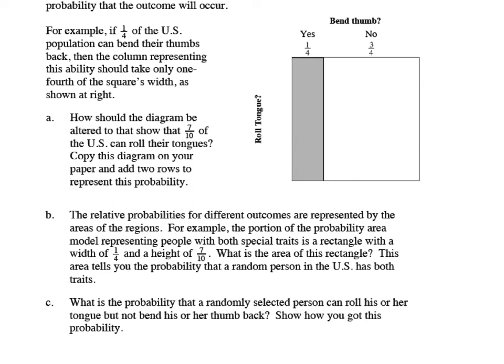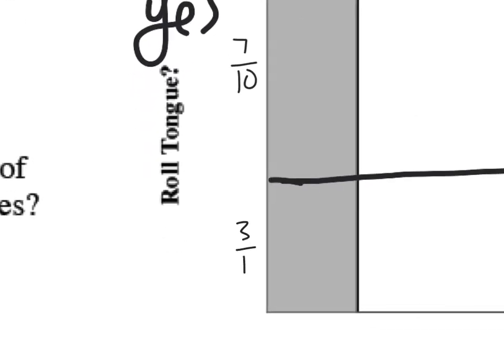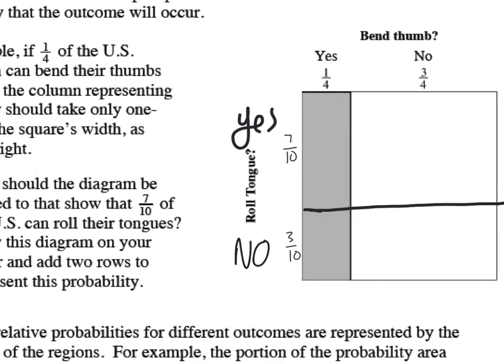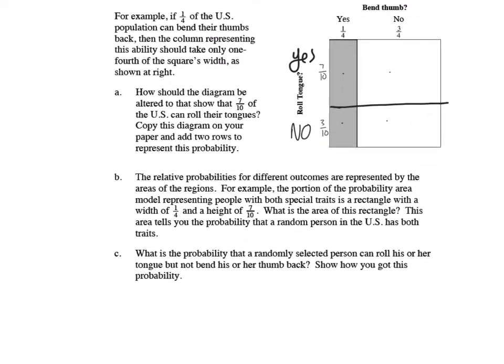So how should the diagram be altered to show that 7/10 of the U.S. can roll their tongue? Well, the way that we would create that diagram is we would have a horizontal line going across here, and this would say yes above, and that would be a 7/10 chance that would happen, and that would mean that there's a 3/10 chance that we would not be able to. And so you can see there's 4 separate quadrants now, but they're not all equally likely. And I would encourage you to draw this diagram right now if you have not done so already. And we're going to go on to part B.